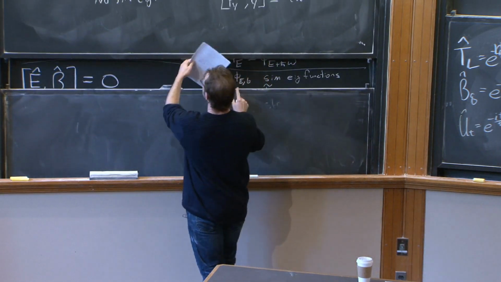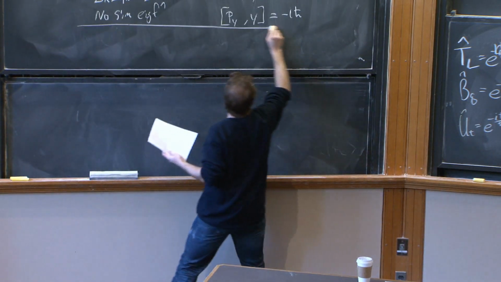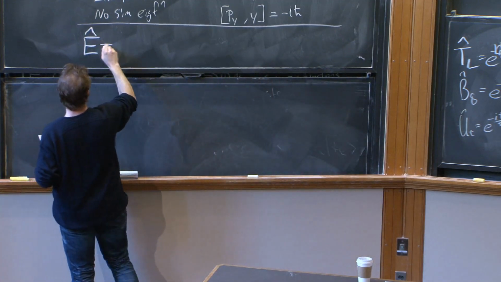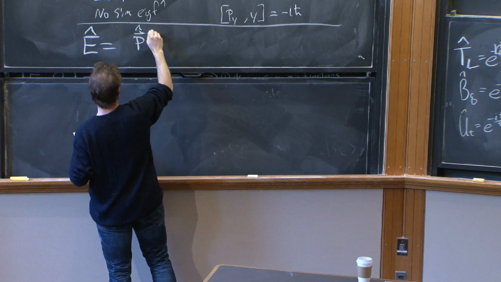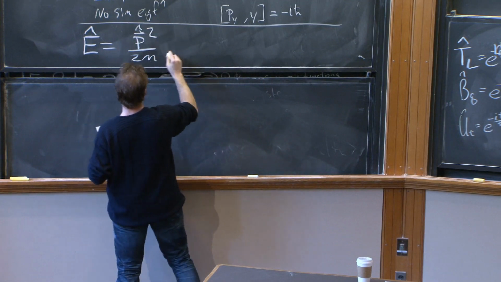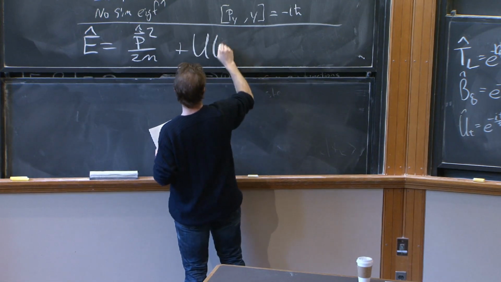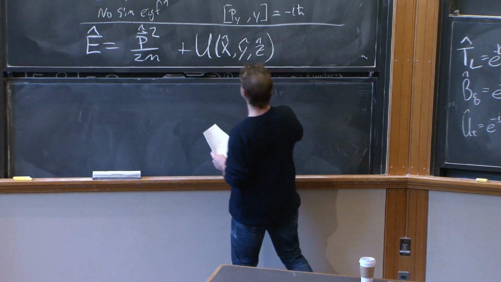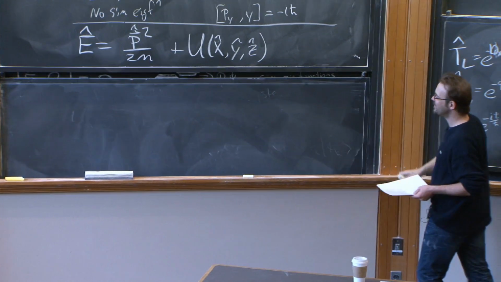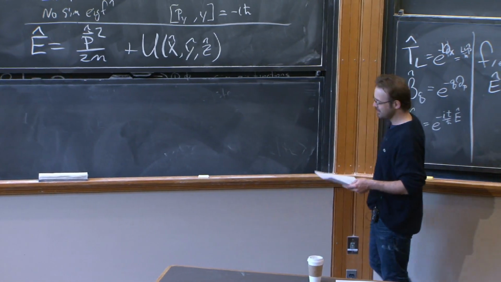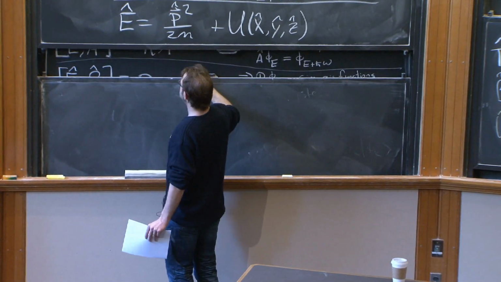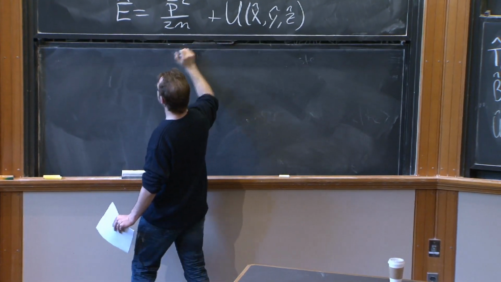Okay, so what kind of systems are we going to be interested in? Well, we're going to be interested in systems where the energy operator is equal to p vector hat squared upon 2m plus U of x hat, y hat, z hat. You can see why dropping the hats becomes almost necessary. Okay. So in this language, we can write the Schrödinger equation.